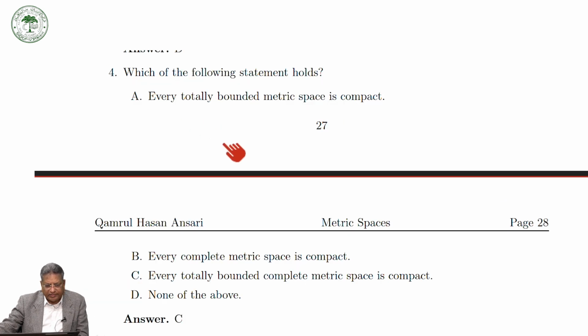We say that every totally bounded metric space is compact. No, it is not true. Every complete metric space is compact. No, it is not true. But a compact metric space is complete. This is true. And the next is every totally bounded complete metric space is compact. So C is true. So C is the answer of this question.